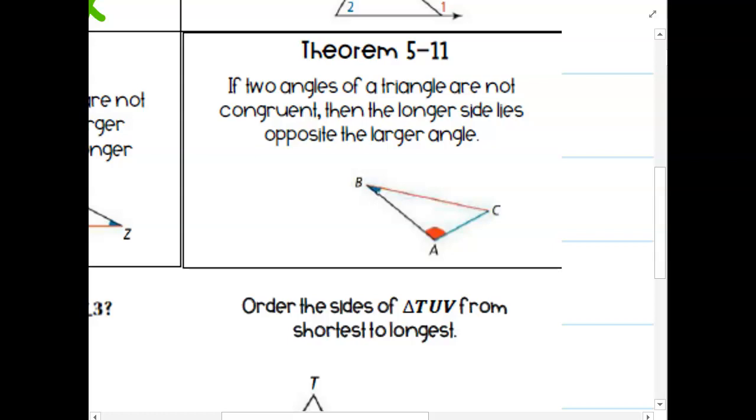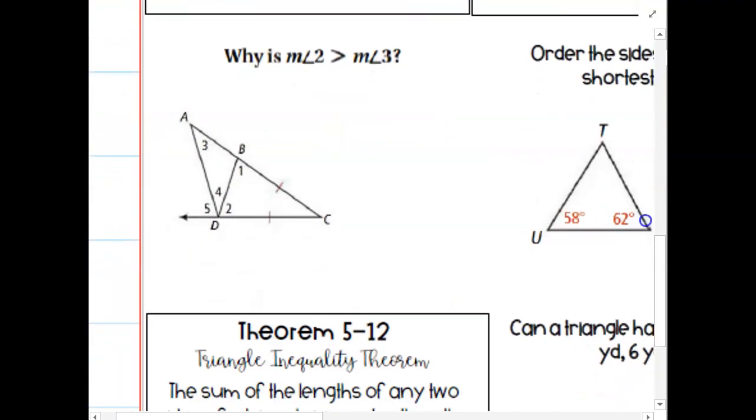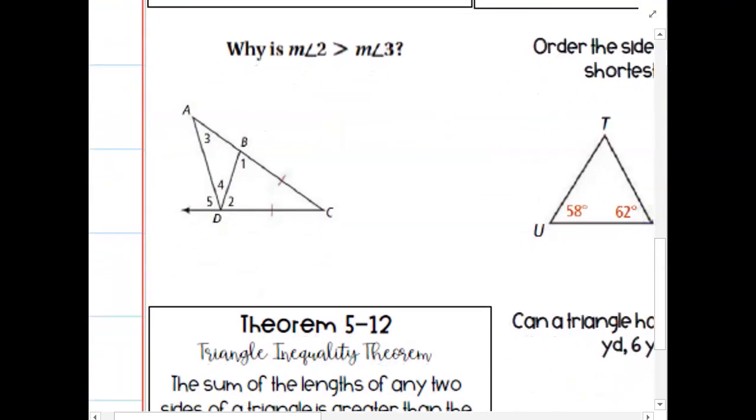So, if I know that BC is bigger than AC, angle A is going to be bigger than angle B. You can order the sides from longest to shortest, and you can do the same thing with the angles just by knowing the side lengths. Let's talk first about using that corollary to theorem 312.